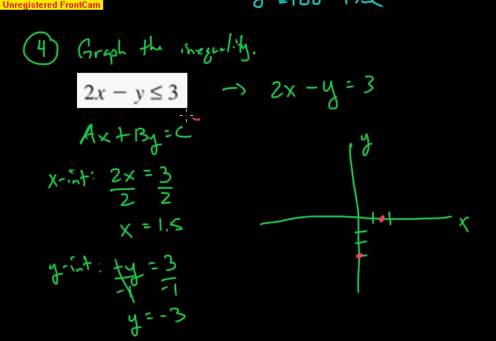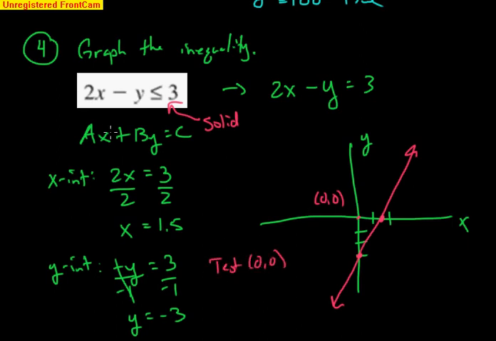Okay, now I go back to my inequality. I say, okay, it was equal to. Equal to means solid line. So there comes my solid line. And now finally I have to test the point. And the point I'm going to test is 0, 0. So down here, I'll test 0, 0.